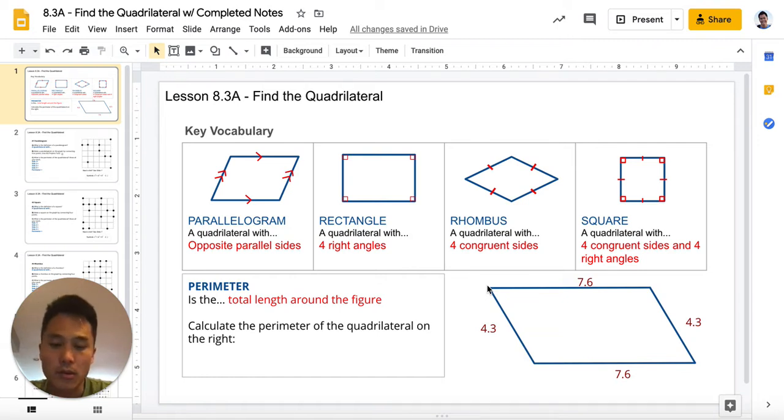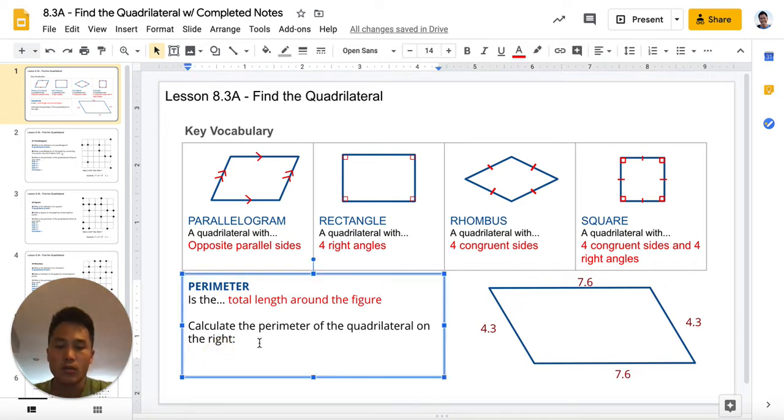To calculate the perimeter, all you have to do is add up the side lengths of all the sides. So for this figure, we would start with one side, which is 4.3, add it to the next side, which is 7.6, and the next side, and then the last side. And so I add these all together, and the total length or the total distance around this figure is 23.8 units.